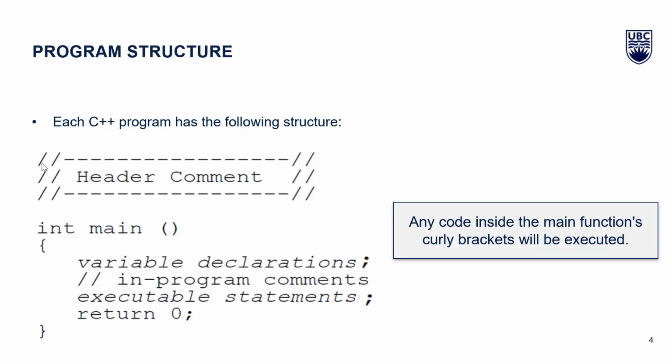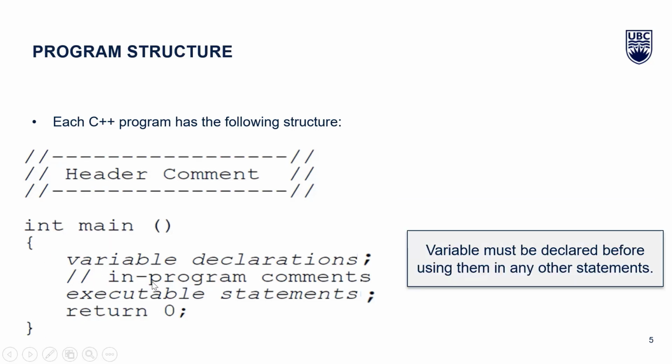Every C++ program must have a main function. This is the main function. This main function specifies where program execution starts and ends. So any code between these two curly brackets will be executed.